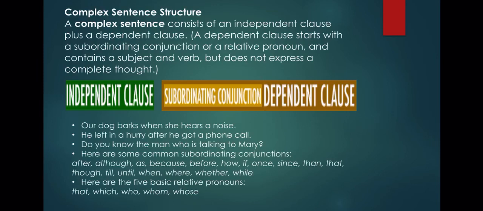and so on. So actually the complex sentence contains an independent clause and a dependent clause. This dependent clause can't stand alone and it starts with a subordinating conjunction. You have the subordinating conjunctions below.